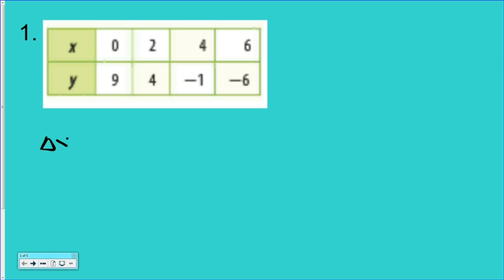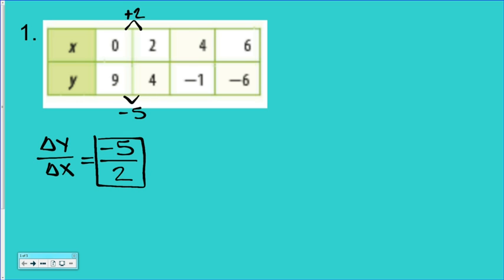We're going to do the change in y over change in x, and you're just going to subtract. How do I get from 0 to 2? I'm going to add 2. And how do I get from 9 to 4? I'm going to take away 5. So plugging in the difference here, the difference in our y values is -5. The difference in our x values is 2. So your slope is -5 over 2.